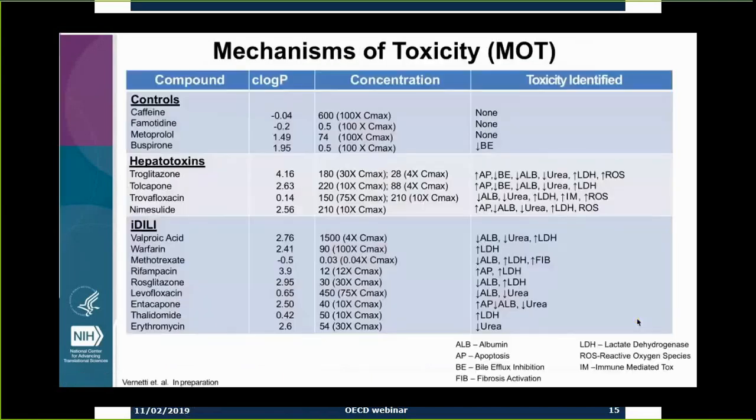This has now been used to determine mechanisms of toxicity for a number of compounds, whether it be controls such as caffeine, where you don't see any toxicity, to known hepatotoxins, where you see changes either in albumin, apoptosis, bile efflux inhibition, fibrosis activation, as shown here by the arrows, LDH, ROS, and immune-mediated toxicity, and also looking at drug-induced liver injury, as shown here in this list.